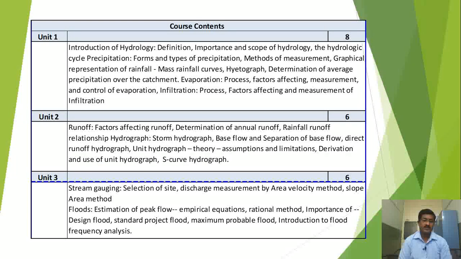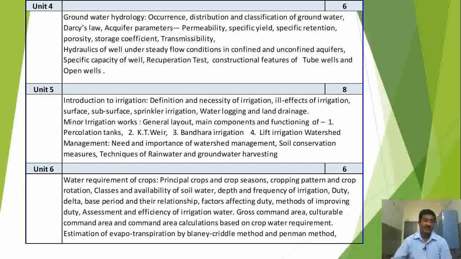Then unit number 3, it also has 6 lectures. Its contents are stream gauging, selection of site, discharge measurement by area velocity method, slope area method, floods, estimation of peak flow, empirical equations, rational methods, importance of design flood, standard project flood, maximum probable flood, introduction to flood frequency analysis.